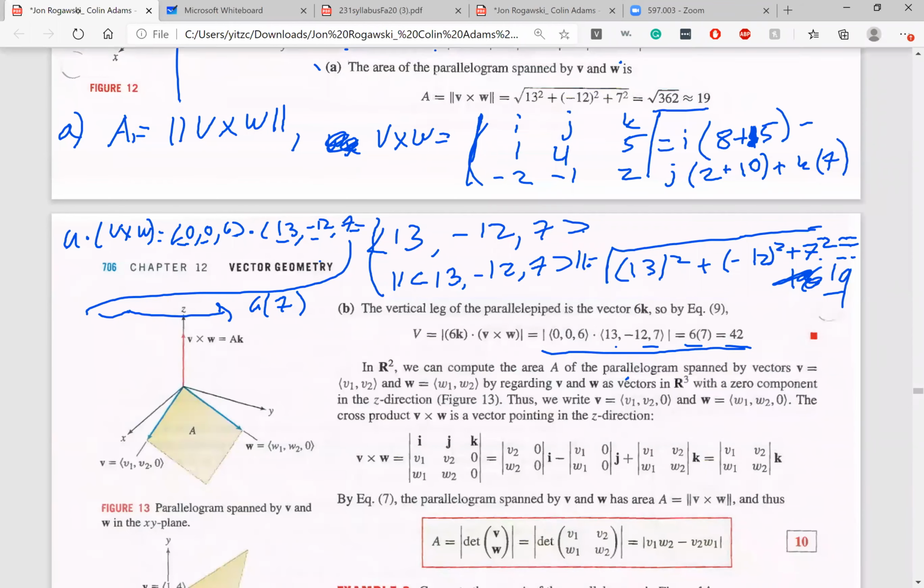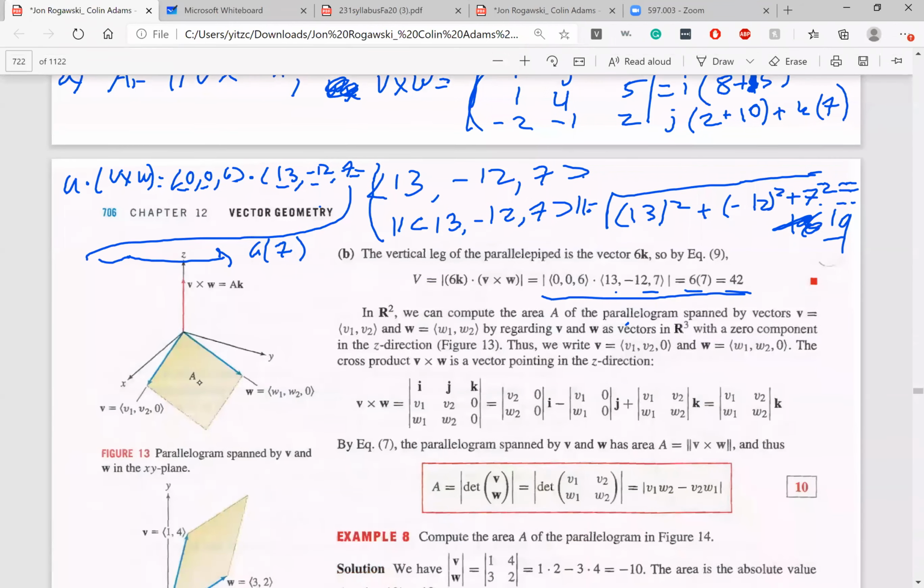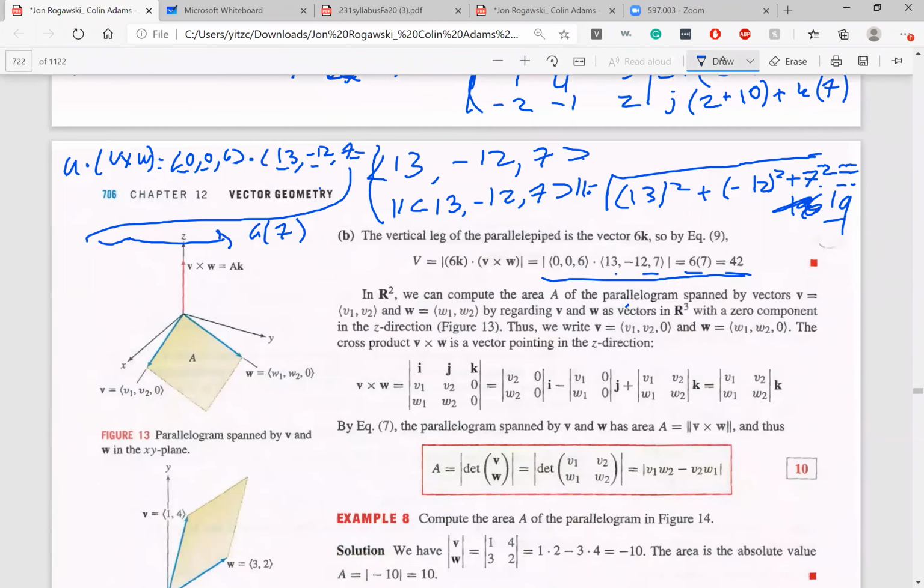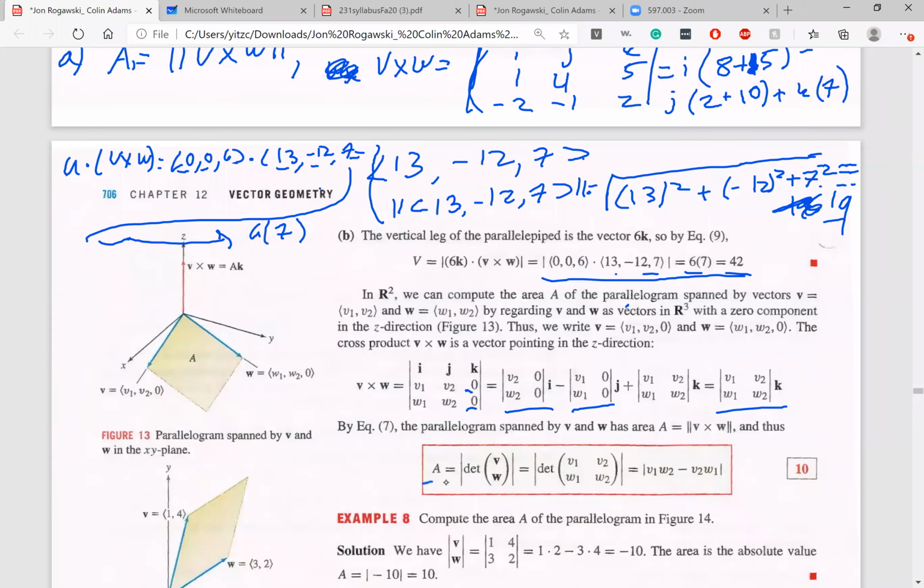So like we said, again, if you have the area in 2 dimensions, then we can extend, we can add a 0 and a 0. This over here is 0, that is 0, and then this over here, we are just left with that. And so the area is the absolute value of this determinant, which is going to be equal to the absolute value of V1 W2 minus V2 W1, which is the determinant of this.